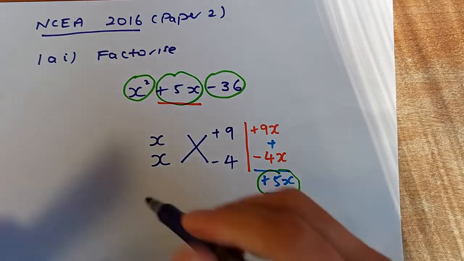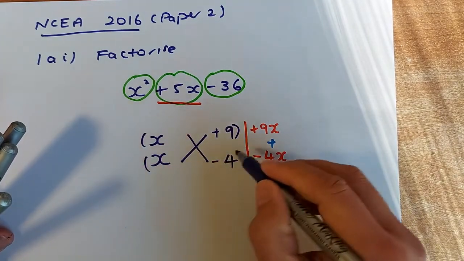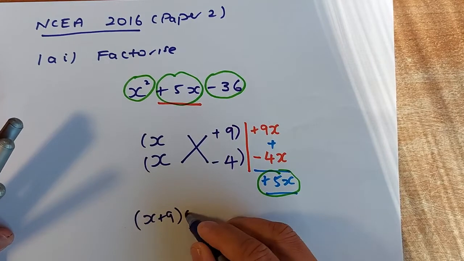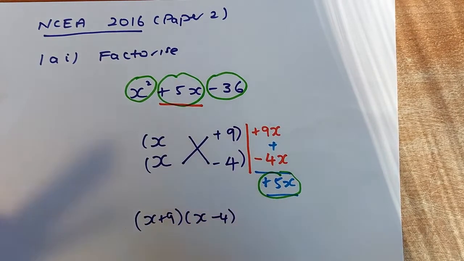And then you just put a bracket on it. And then you're going to write the answer out. x plus 9 bracket x minus 4. And that is how you factorize using the trial and error method.